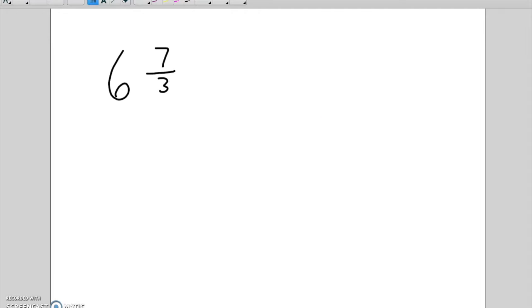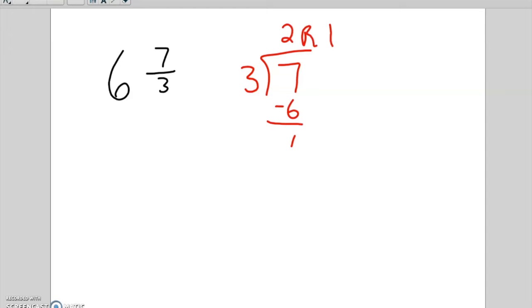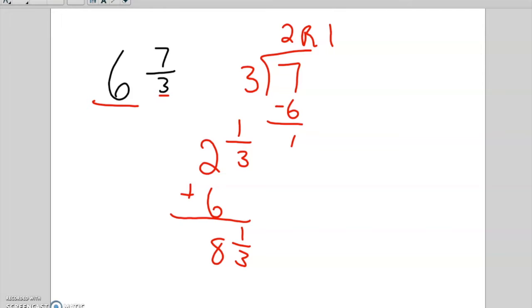So let's have you try this one here. 6 7/3. Make this into a mixed number, please. So first we have to change 7/3. So 7 divided by 3, that'd be 2. Subtract, 1 remainder 1. Okay, so that means that it is 2. The remainder 1 is on top. 3 stays the same. 2 1/3. So that's what 7/3 equals. We have to add this 6 wholes we have. And you get 8 1/3.